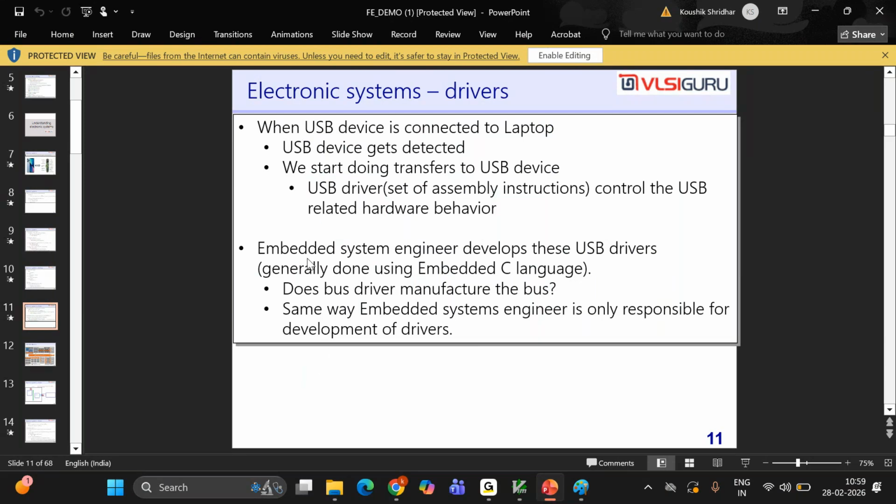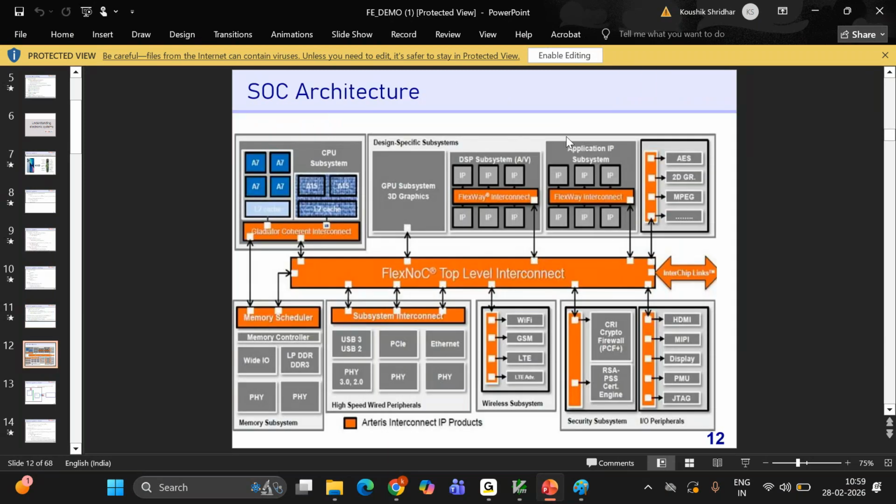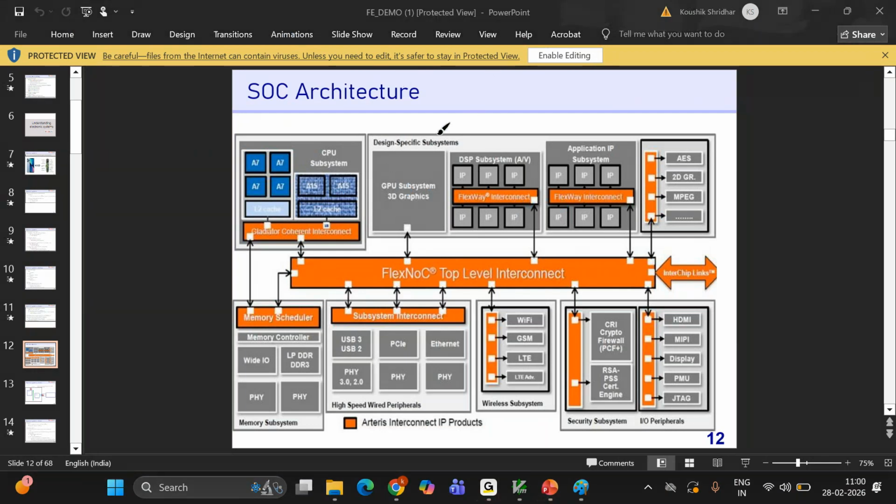Is this clear? Okay. In this slide we are just showing you how a complex, generic SoC architecture will look. No, I'm not saying this is the architecture Qualcomm uses, or that Google or Samsung or other product companies who manufacture their own processors use it. This is just a generic one.